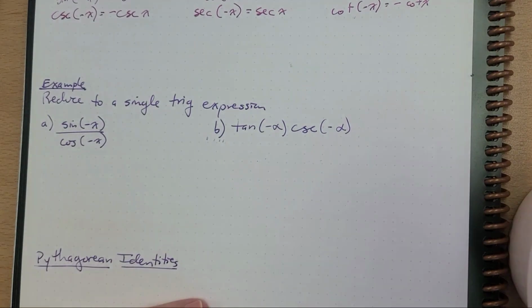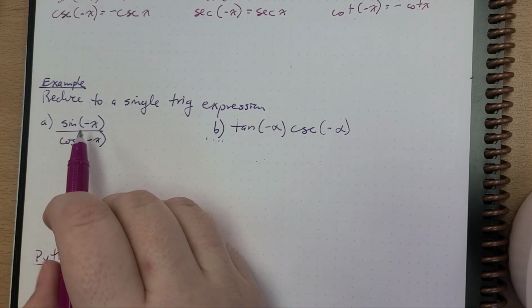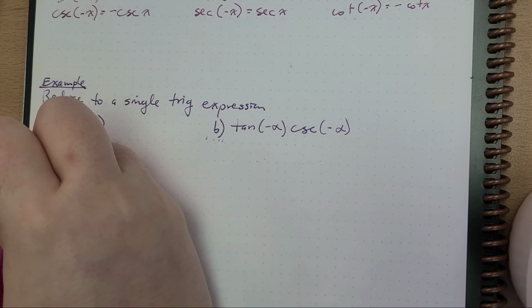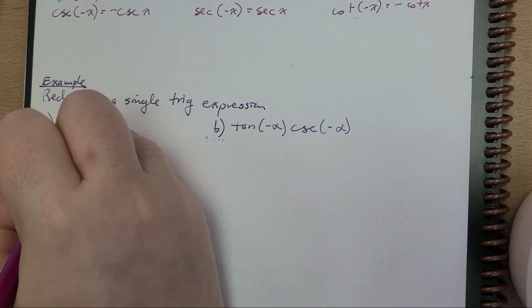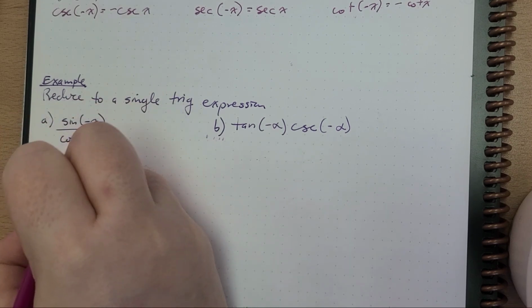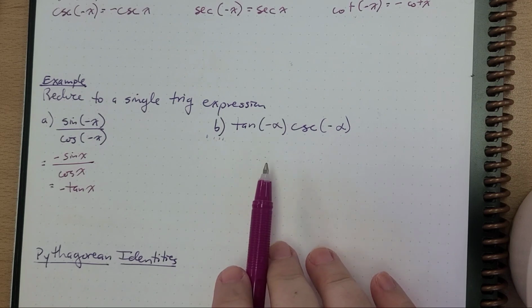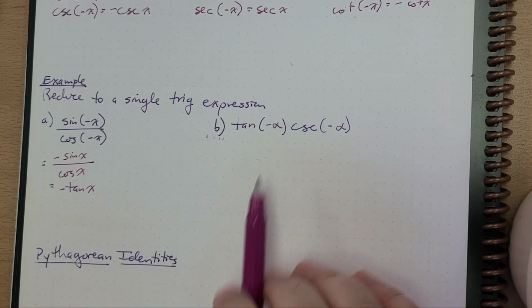All right, so we are asked to reduce these to a single trig expression. We have sine of negative x over cosine of a negative x. Well, that's going to be equal to a negative sine of x over cosine of x, which just becomes a negative tangent of x.